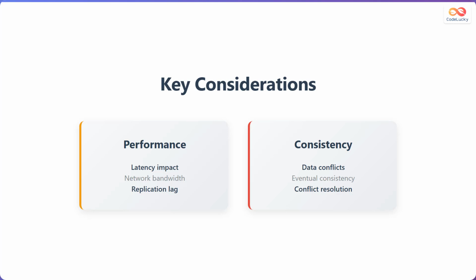Before implementing database replication, there are a few key considerations to keep in mind. First, performance. Replication can impact latency, so you need to consider the network bandwidth and potential replication lag. Second, consistency. Data conflicts can occur, especially in master-master replication, so you need to think about eventual consistency and conflict resolution strategies.